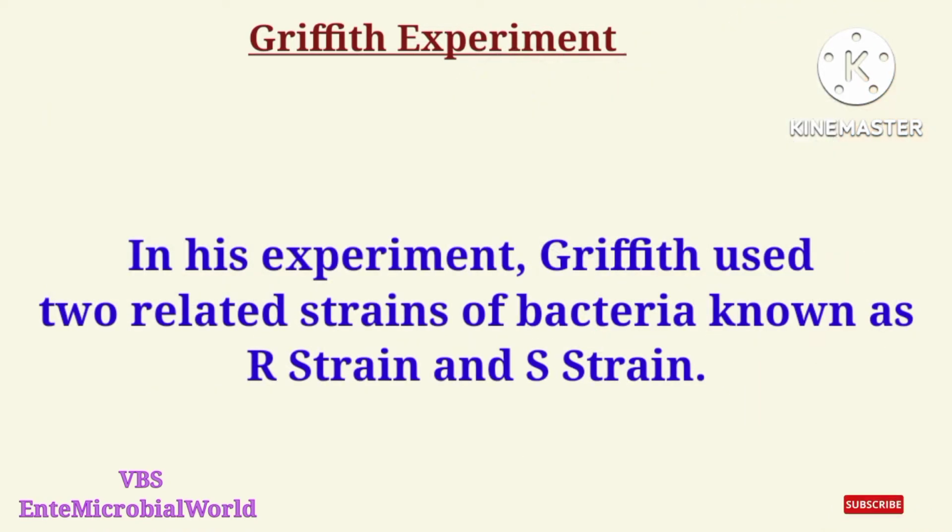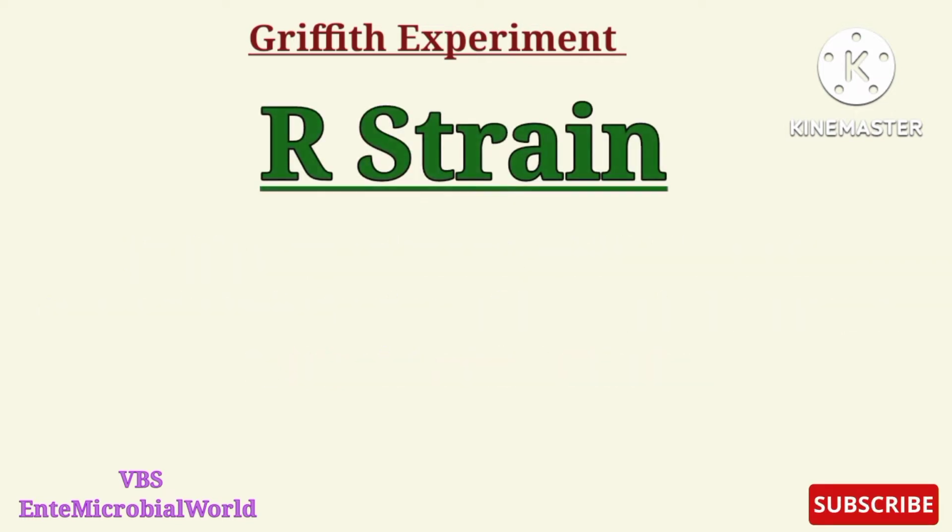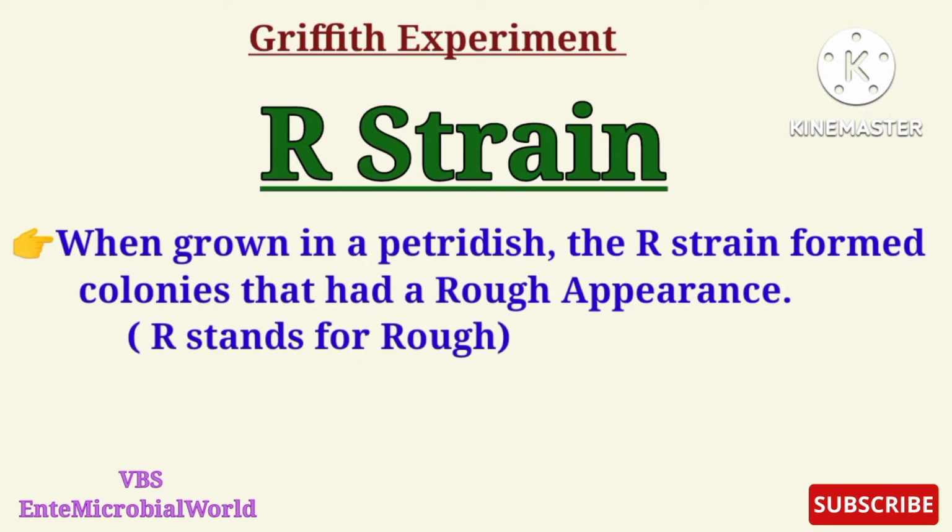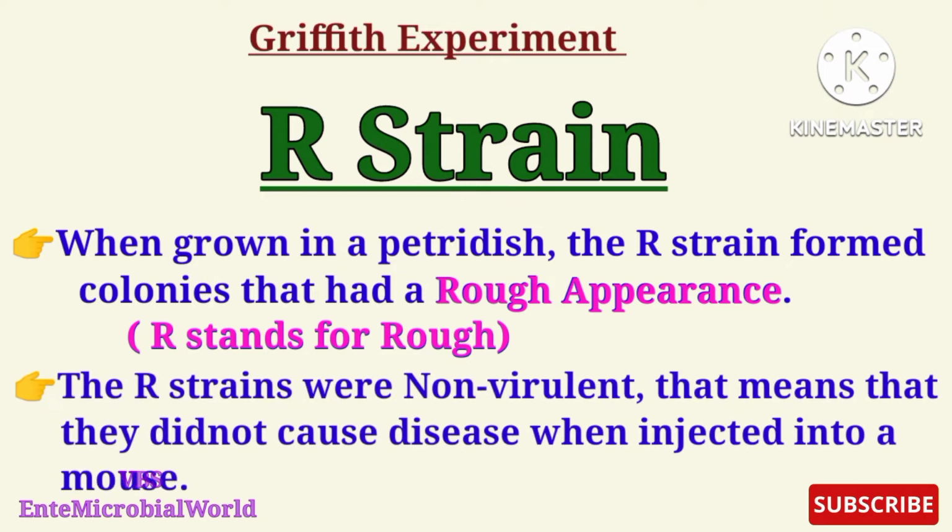In his experiment, which is popularly known as Griffith Experiment, Griffith used two related strains of bacteria known as R and S strain. Let's see what is R strain. When grown in a petri dish, the R strain formed colonies that had a rough appearance. R stands for rough. The R strains were non-virulent. That means they did not cause disease when injected into a mouse.